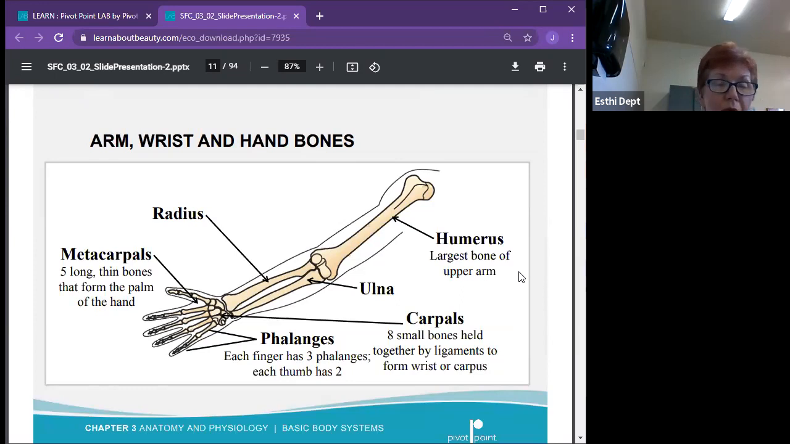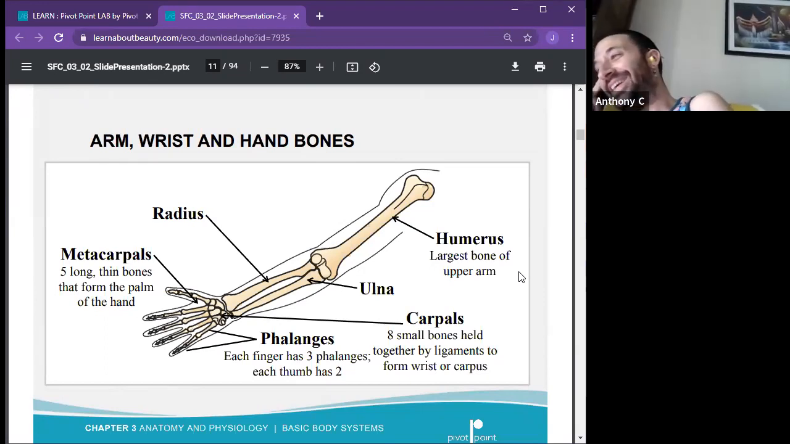The radius is the small bone on the thumb side of your arm. I always tell students, if you hitchhike, you use your thumb, right? If you use your thumb to hitchhike, you're going to get raped. So I call it the raping radius, just to help you remember it. You won't forget that one, will you? Don't hitchhike.